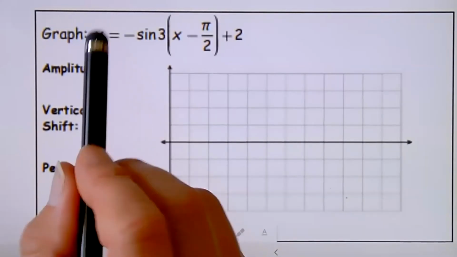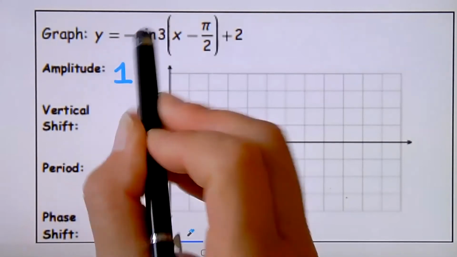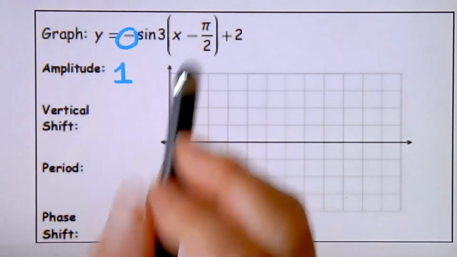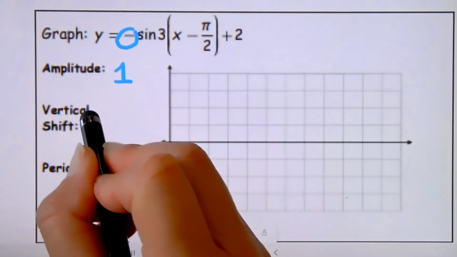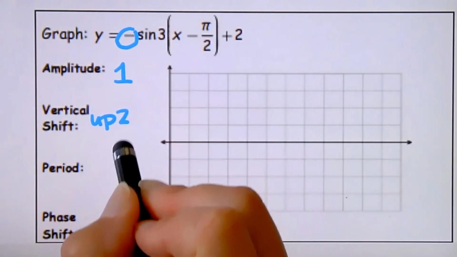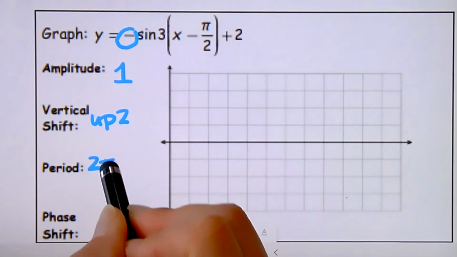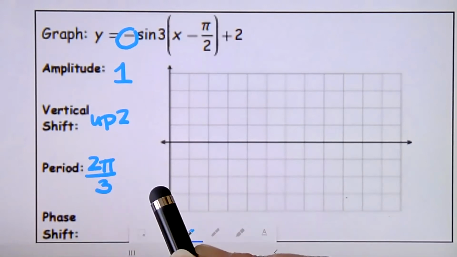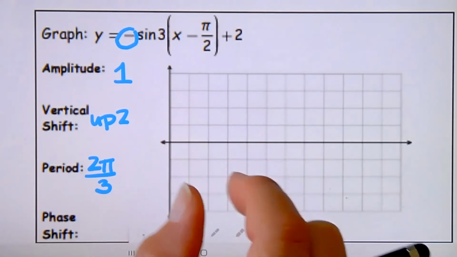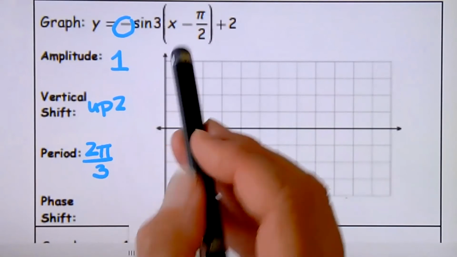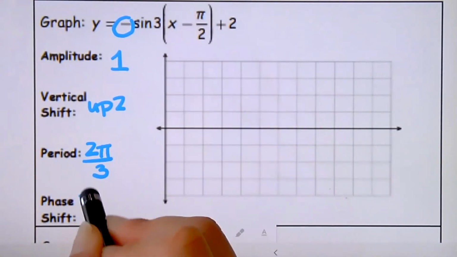Okay, so this one I do have a negative in front. My amplitude is 1, but again, it is a negative, so I need to pay attention to that. My vertical shift, that +2, so I'm going to be going up 2. My period, I have this 3 here, so that's going to be 2 pi divided by 3, which is 2 pi thirds. So I'm going to have one whole cycle within 2 pi thirds distance. And I'm going to be starting not at 0, but at pi halves, because pi halves makes that 0.